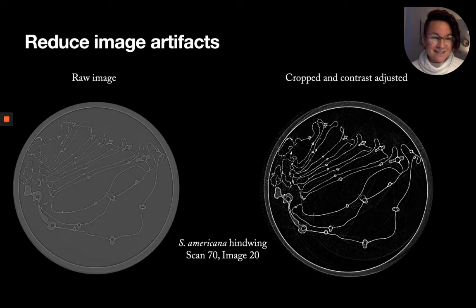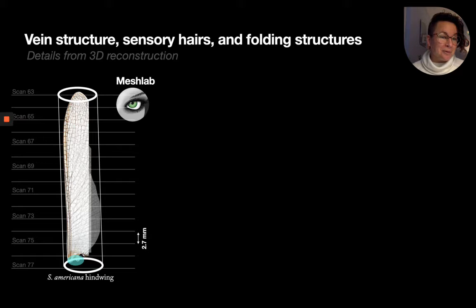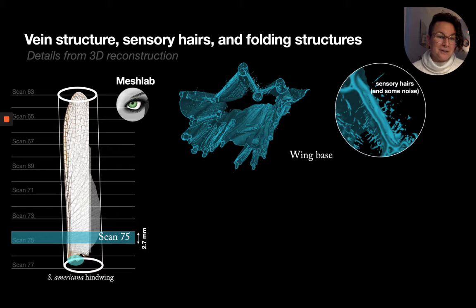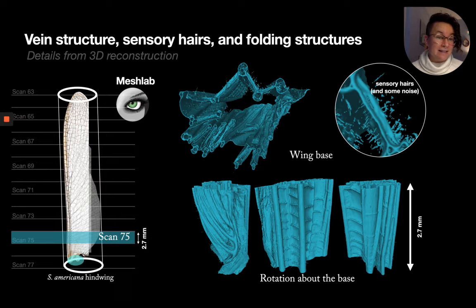So we just start with cropping images, removing all of the speckling and artifacts, and deleting that preparation tube, because then you can get something really cool. From this sample scan of that 3D structure, you can start to see some of the sensory hairs. And then you can see this structure in space and understand more about its morphology.